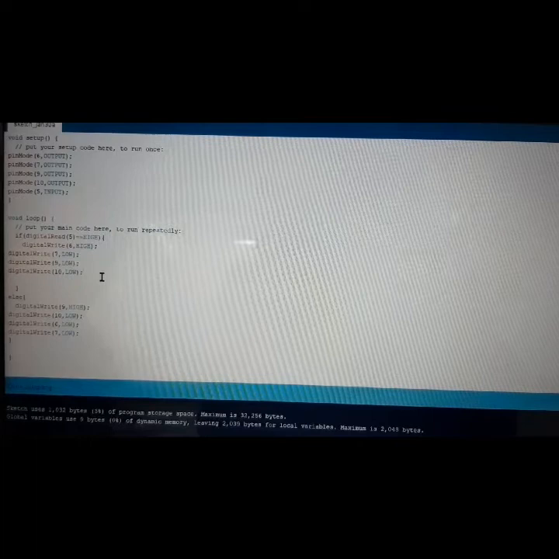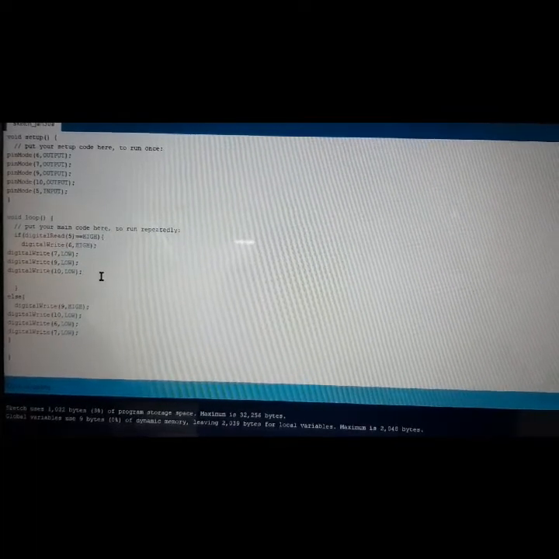And now we'll see practically how the line follower bot does it.